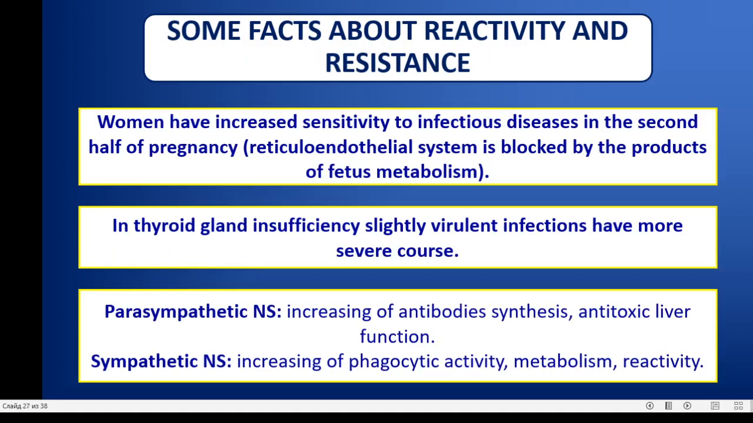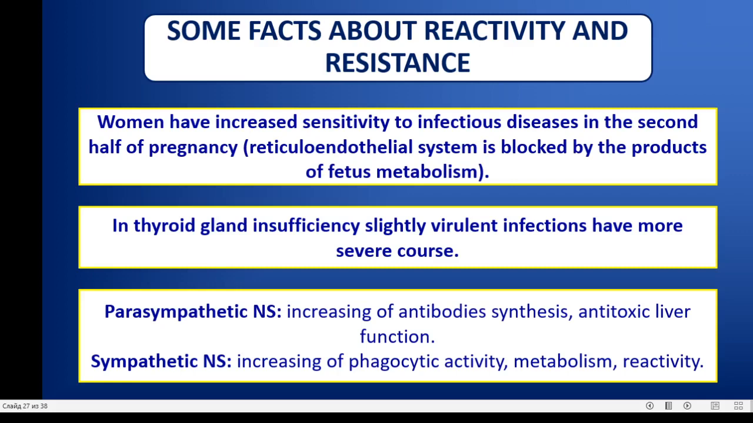Some facts about reactivity and resistance. Women have increased sensitivity to infectious disease in the second half of pregnancy. The reticuloendothelial system is blocked by the products of fetus metabolism. In thyroid gland insufficiency, slightly virulent infections have a more severe course.